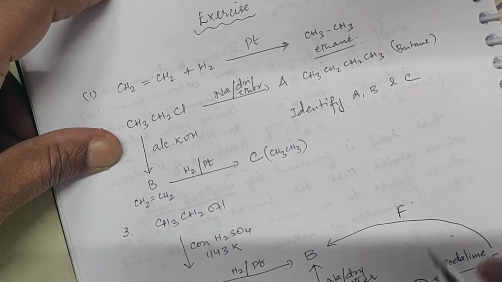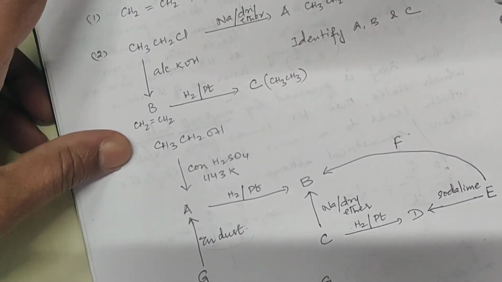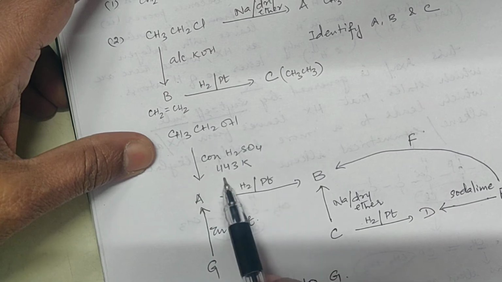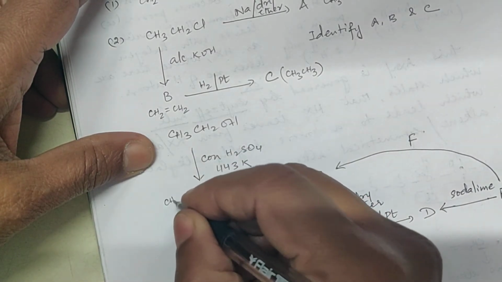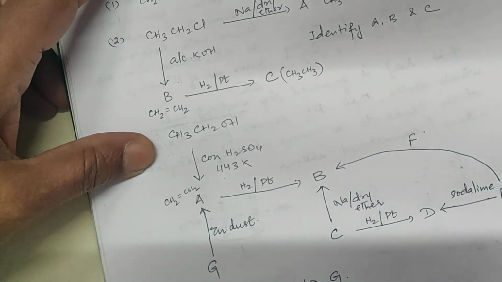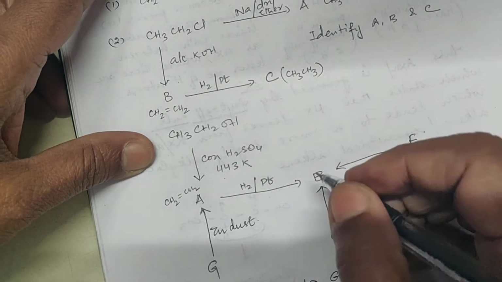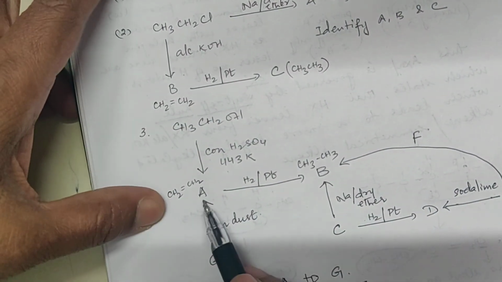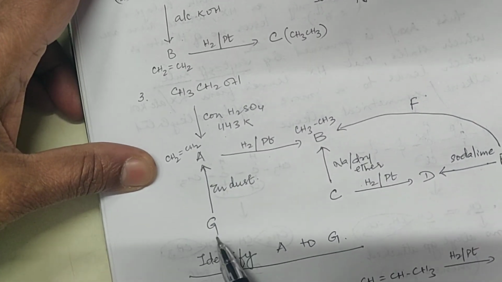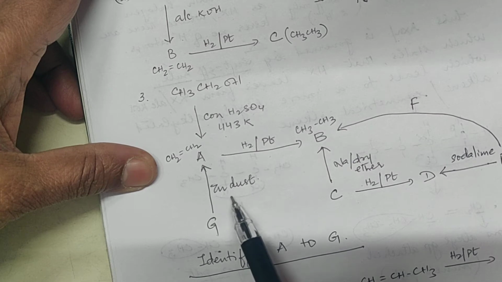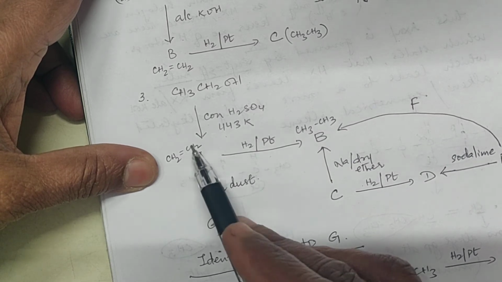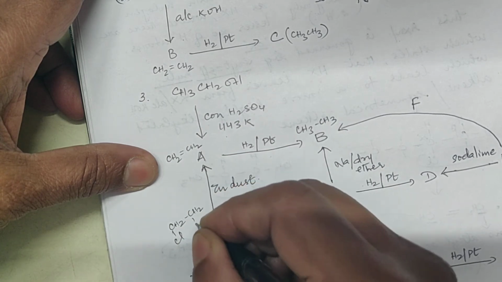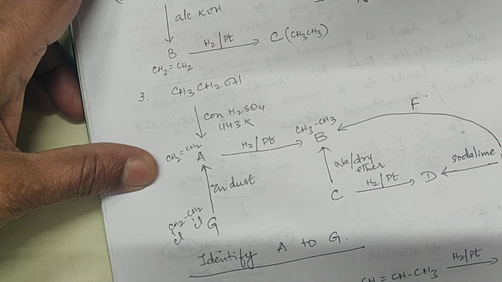Okay. So your A, B, C is done. Now this is a very interesting question. Ethanol is subjected to dehydration. So your A is CH2=CH2. When this is hydrogenated, you will get ethane, right? Now ethene can also be obtained from G on treatment with zinc dust. You have studied that a vicinal dihalide will give you alkene. So here this would be CH2Cl-CH2Cl. So this is your G.